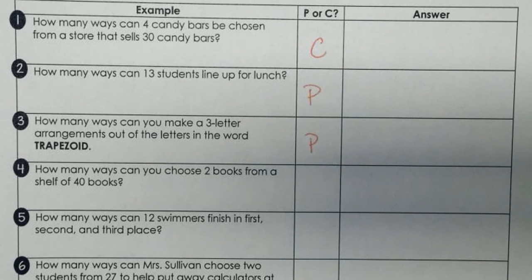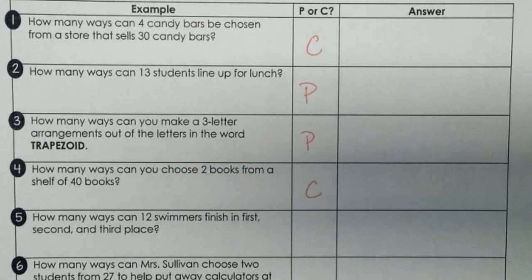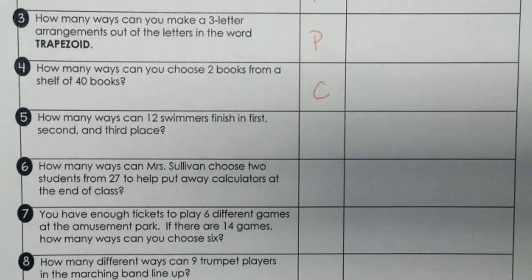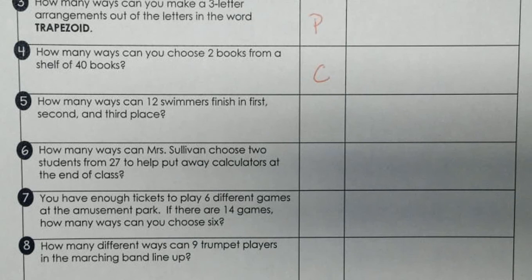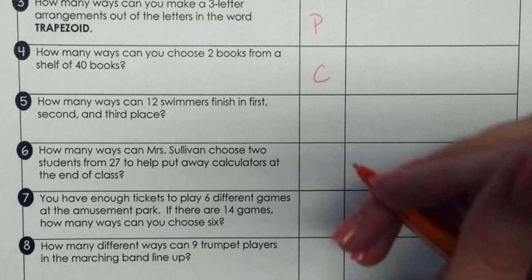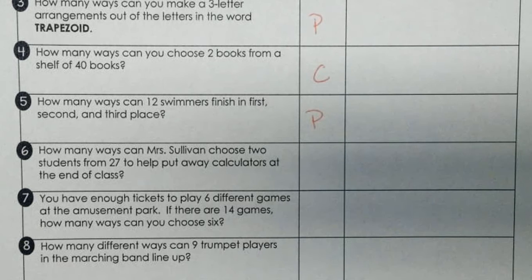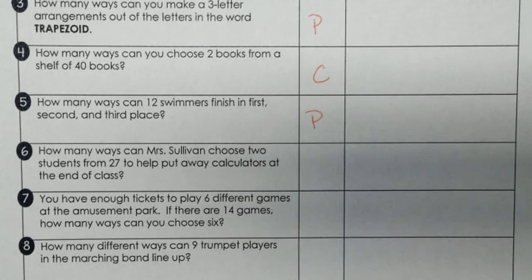Number 4, how many ways can you choose 2 books from a shelf of 40? Doesn't matter which one you choose first or second, so it's a combination. Number 5, how many ways can 12 swimmers finish in first, second, and third place? It matters the order in which they place. Okay, number 6. How many ways can Miss Sullivan choose 2 students from a class of 27 to help put away calculators at the end of class? It doesn't matter who she chooses first or second. It's a combination.